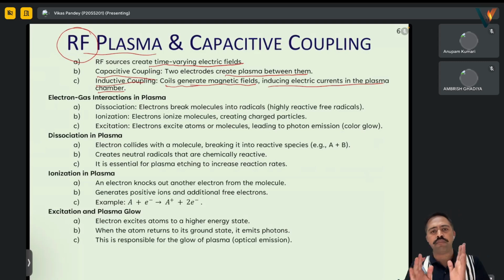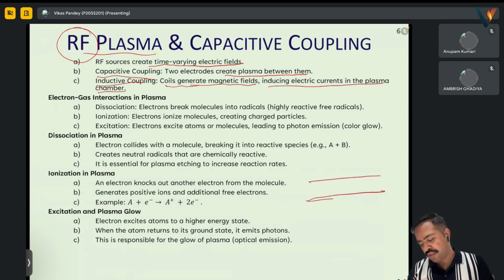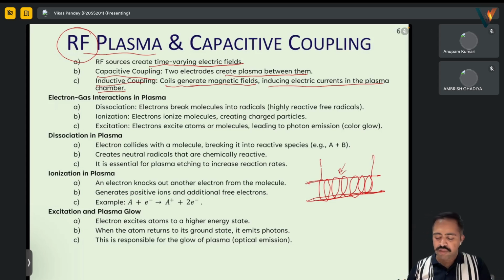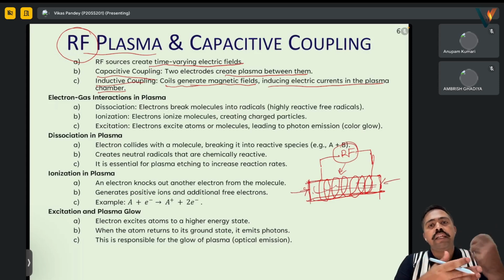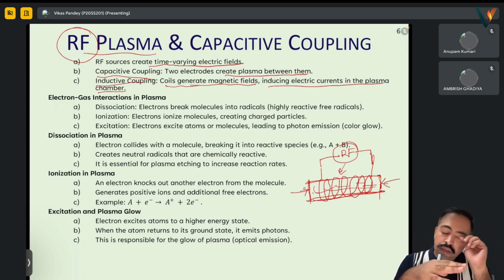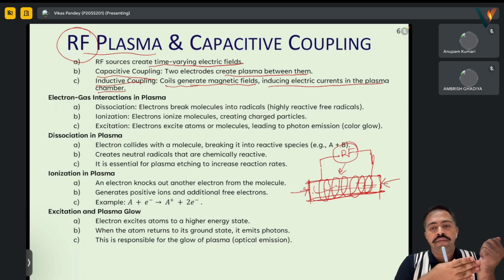The chamber is very simple in this case. There will be a quartz tube, and coils are wound over it. These turns will determine how much electric field will be generated, and we apply an RF signal of defined frequency and power, which will dissociate the gas present in between. It is a closed chamber. We control the pressure inside, and based on this inductive coupling, the magnetic field generated by this RF frequency will induce electric current in the plasma chamber.